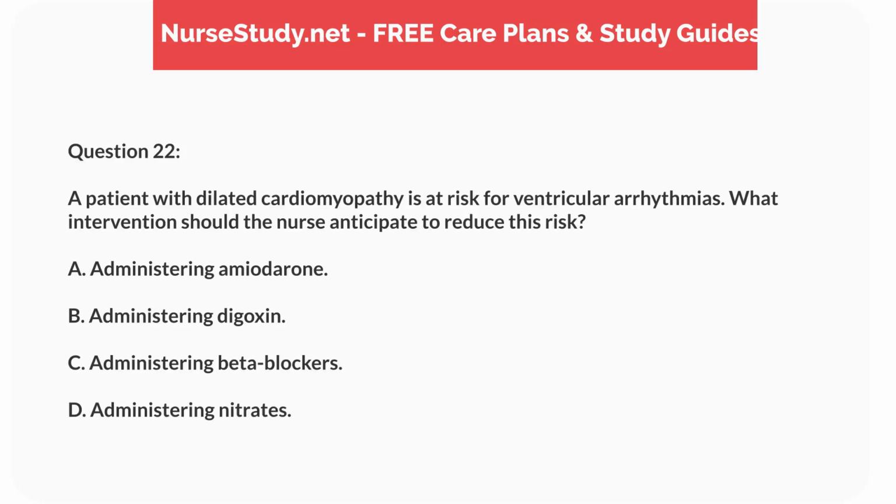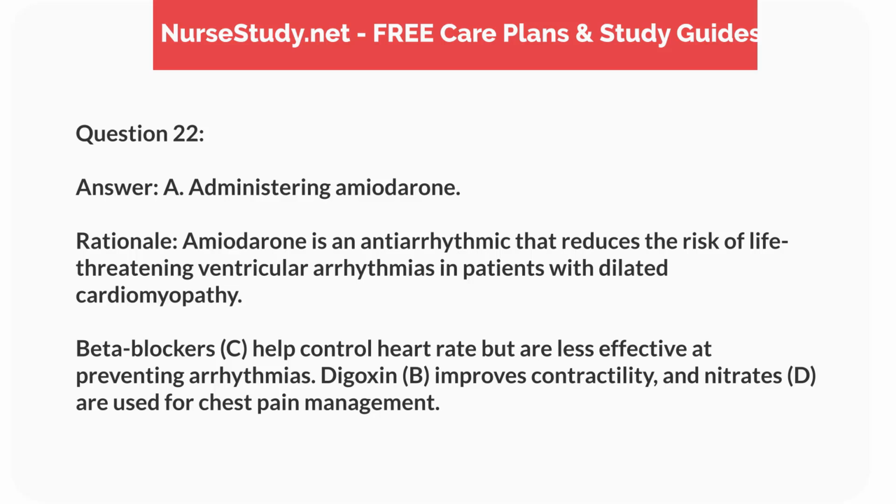Question 22. A patient with dilated cardiomyopathy is at risk for ventricular arrhythmias. What intervention should the nurse anticipate to reduce this risk? A. Administering amiodarone. B. Administering digoxin. C. Administering beta blockers. D. Administering nitrates. Answer: A. Administering amiodarone.